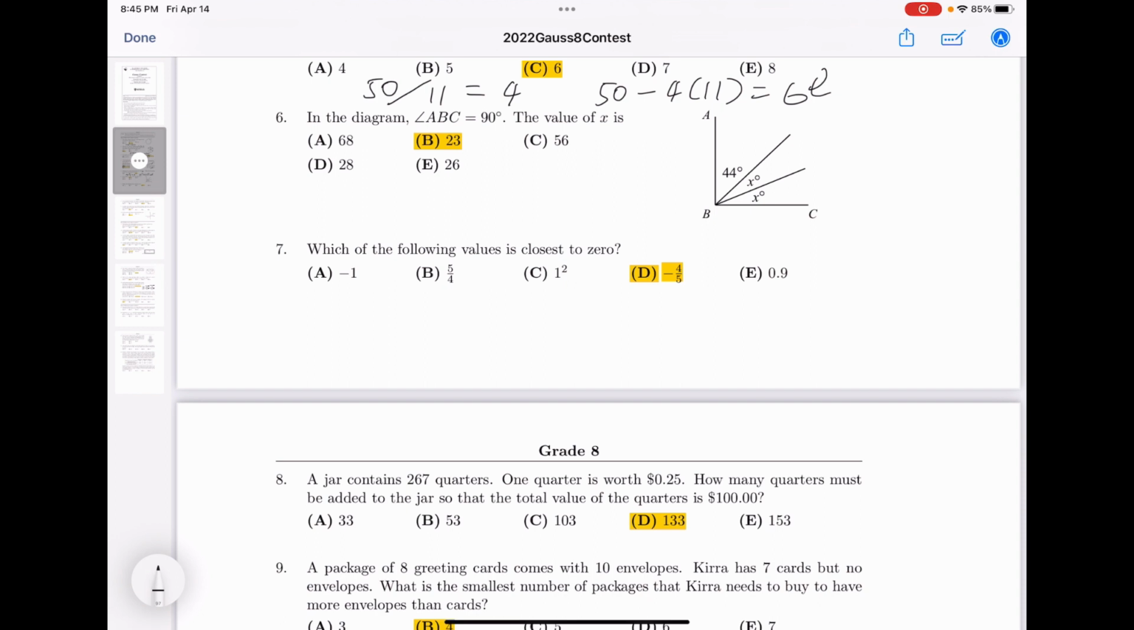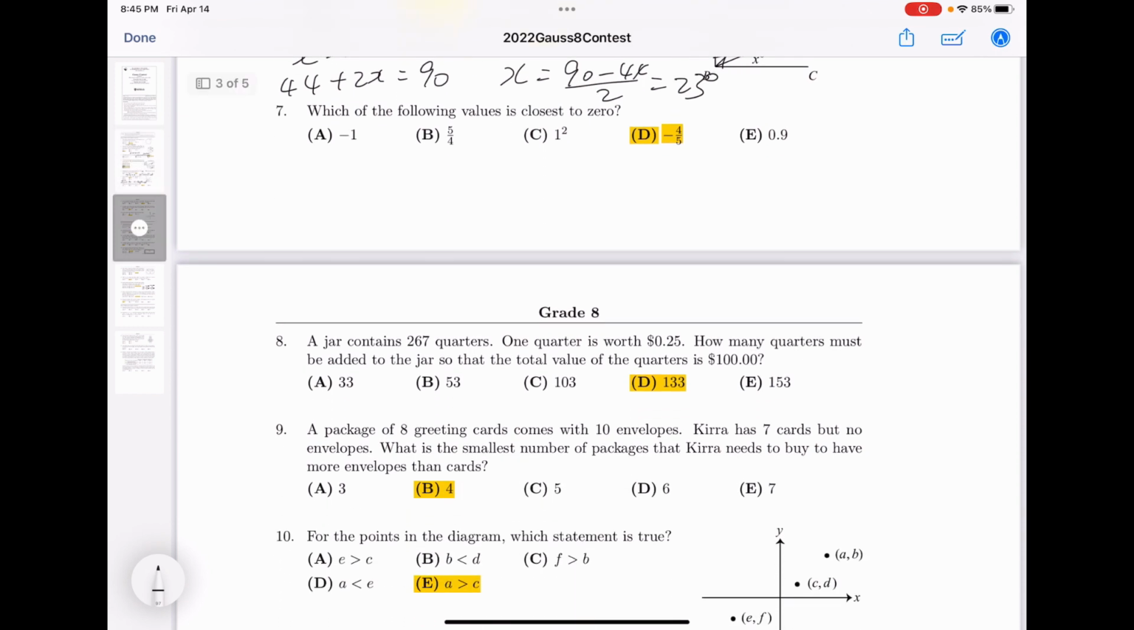Number 6, in the diagram, angle ABC equals 90 degrees, the value of x is. Okay, since we know that ABC has a degree of 90, therefore 44 plus 2x equals 90, and x equals 90 minus 44 divided by 2, which gives us 23 degrees.